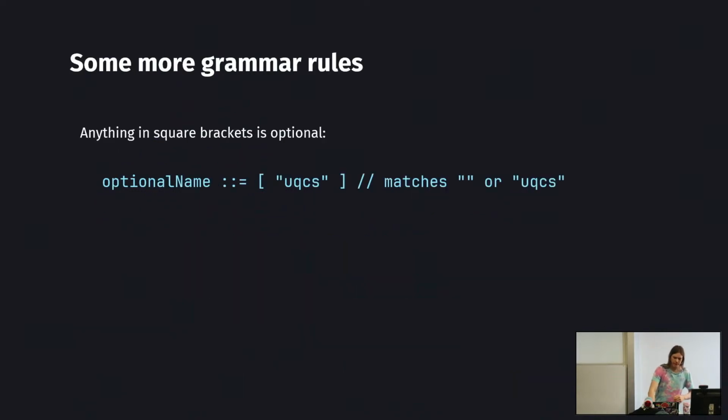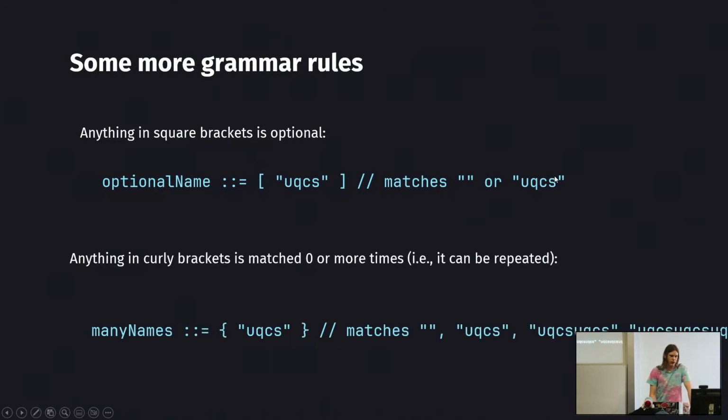So let's look at some more grammar rules. Anything that's written in square brackets is optional. So you could have that, or you could not. So this grammar matches nothing, or just UQCS. If it's in curly brackets, it could be zero or any number of repetitions of that grammar. So zero, the empty string, or UQCS, or UQCS UQCS, and so on, towards infinity, theoretically.